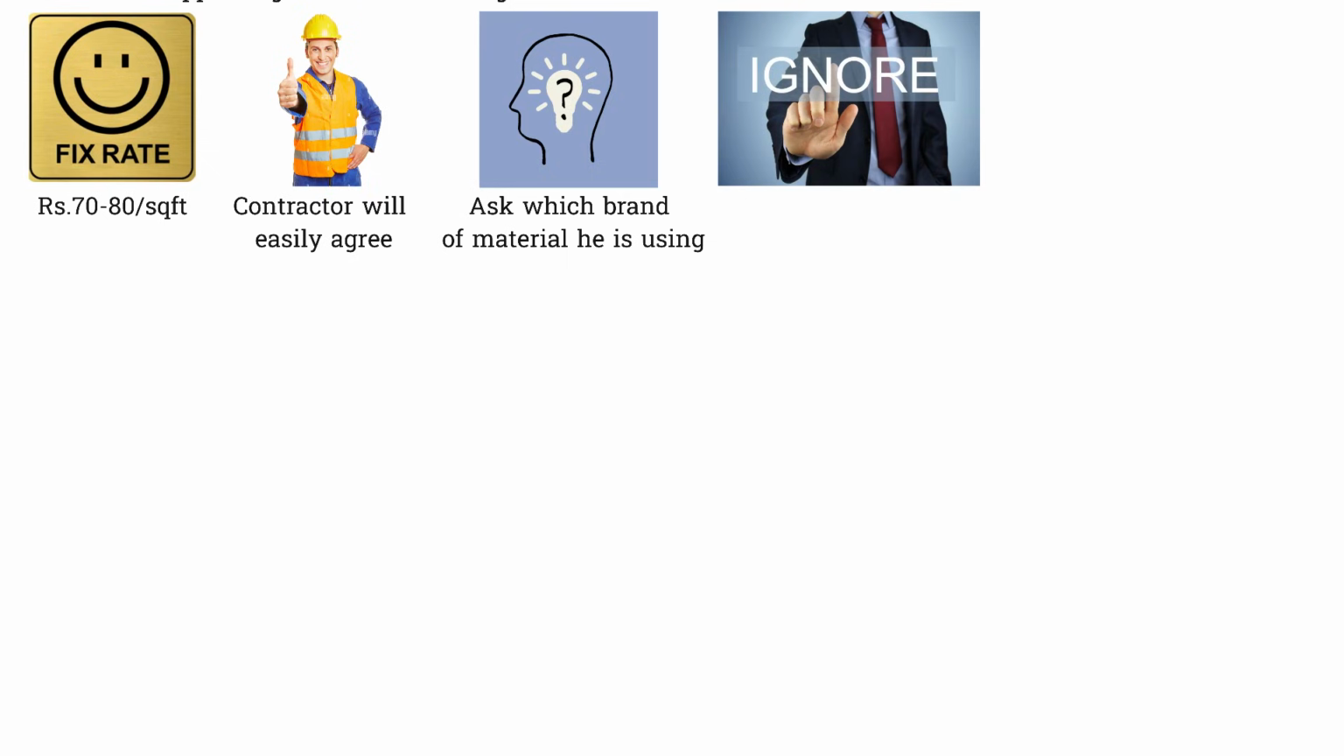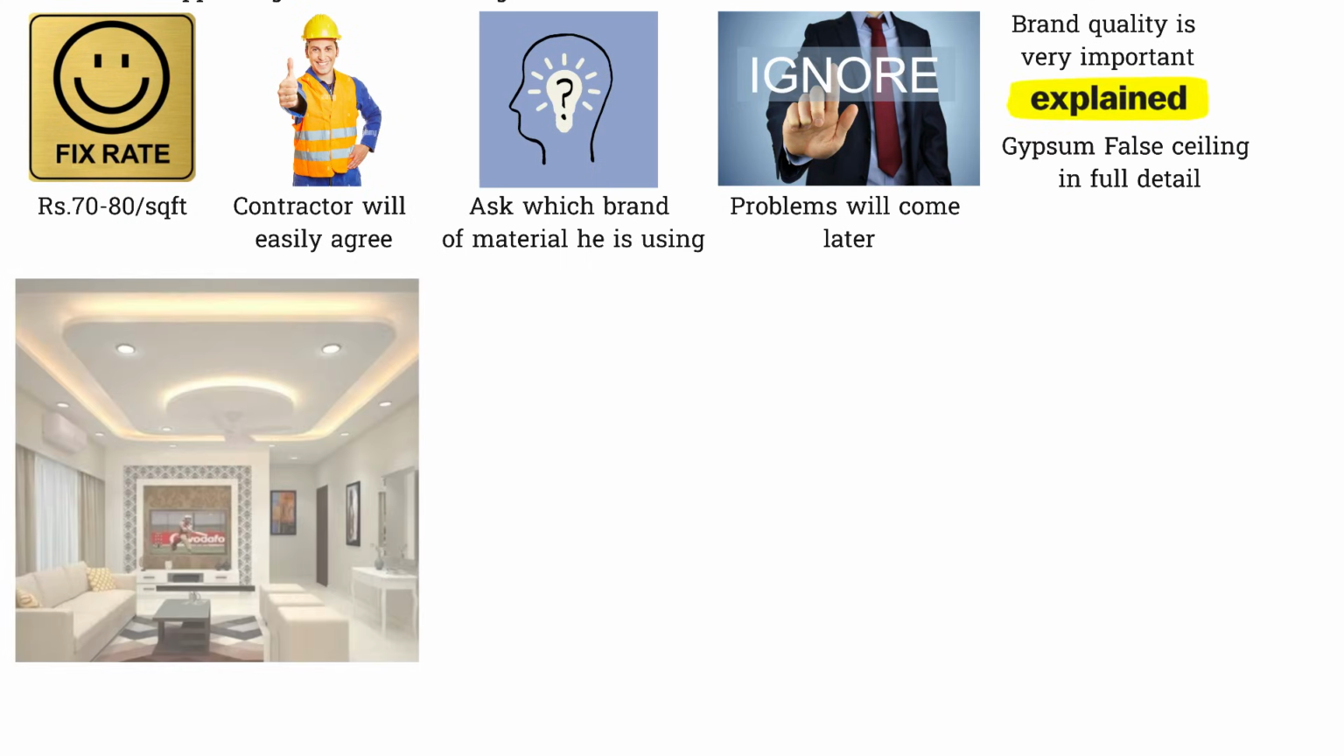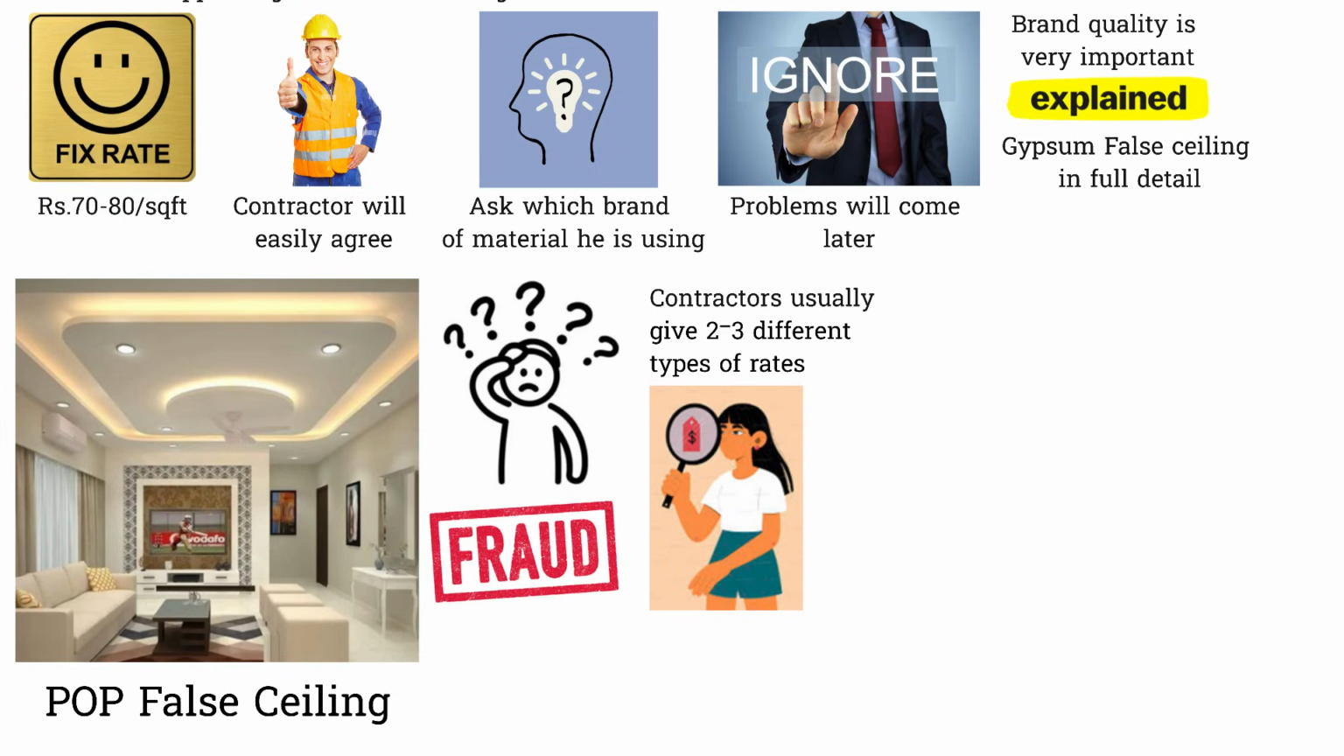If you ignore this, problems will come later. So brand quality is very important. Now, I have explained gypsum false ceiling in full detail. But most people choose POP false ceiling. And this is where maximum confusion and fraud happens. Contractors usually give 2 to 3 different types of rates. And many people only look at the price, not the material.